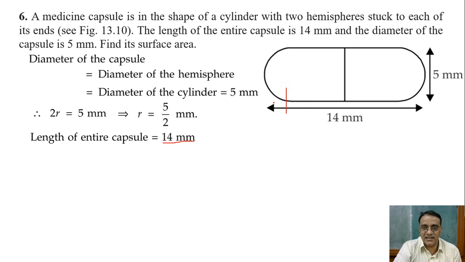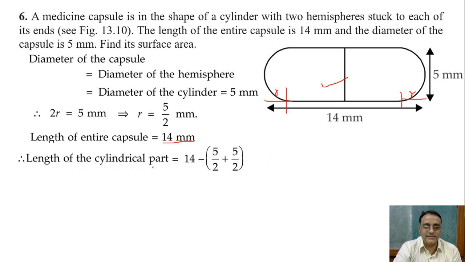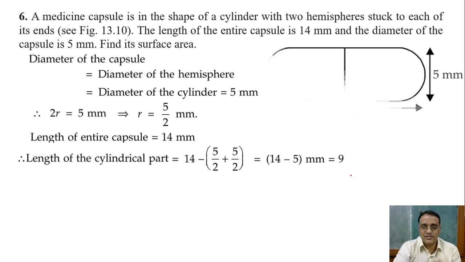From here to here it is R, and up to here also it is R. So from 14 we have to subtract 2R. 2R means 5. So what is the length of the cylindrical part? 9 millimeter. Yes, 9 millimeter. So length of the cylindrical part is equal to 14 minus 5 by 2 plus 5 by 2, which will become 5. So 14 minus 5 is equal to 9 millimeter. Okay, see this figure.